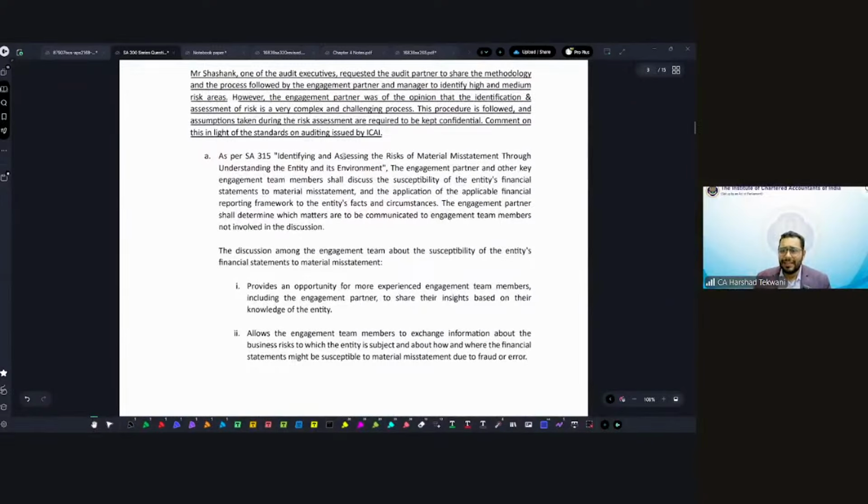Okay, so as per SA 315, the engagement partner and the other key team members shall discuss the entity's financial statements' susceptibility to material misstatement. That is where the material misstatement can be. Now that should be based on the application of the financial reporting framework. Considering the financial reporting framework, you need to discuss all these areas. So you will discuss how and where the risk of material misstatement can be, based on your financial reporting framework.